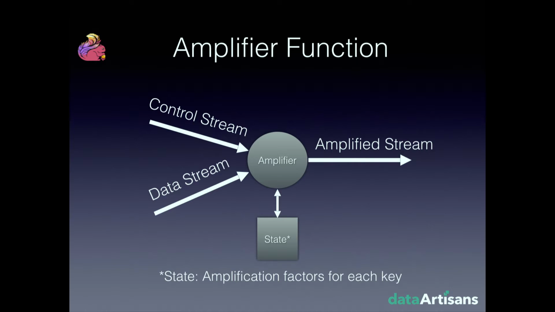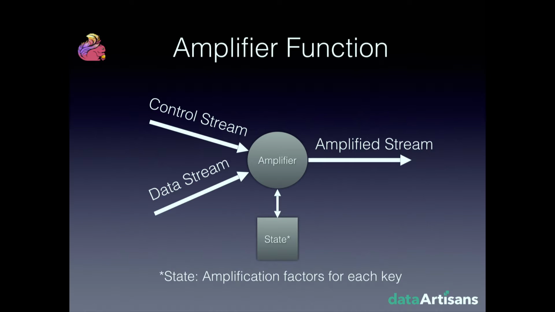So there's going to be this little amplifier function. It's going to consume two streams, control stream and data stream. The state is going to be the current amplification factor for every key, for every sensor in the system. So that's what we're going to use the state for. And the output of this is going to be the same waveforms, but amplified according to whatever factor we say. So let's see how we can write something like this in Flink.